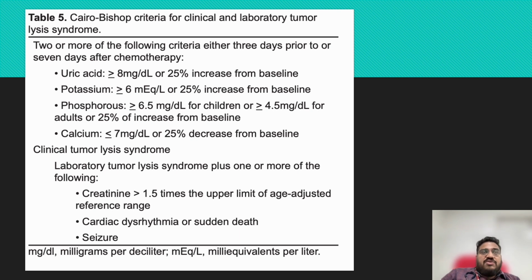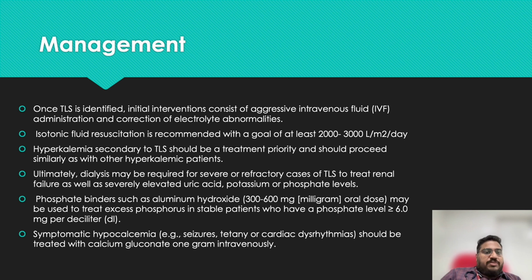So whenever you have a high index of suspicion, the patient was on some hematological malignancy and is undergoing some treatment, or he can come with spontaneous tumor lysis also, you need to have a high index of suspicion. So this is the Cairo-Bishop criteria. Now coming to the management, once the TLS is identified, the initial intervention consists of aggressive fluid resuscitation.